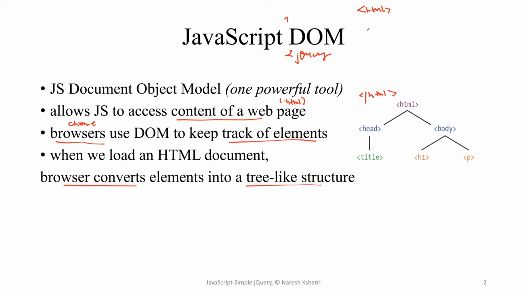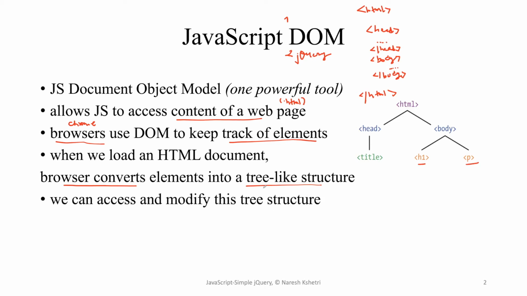and inside that something like head, and then we have a body, as we all know, and inside body there can be several elements. So like this, we have two things inside the body, that is heading one and the paragraph. The purpose is that we can access and modify this tree structure.